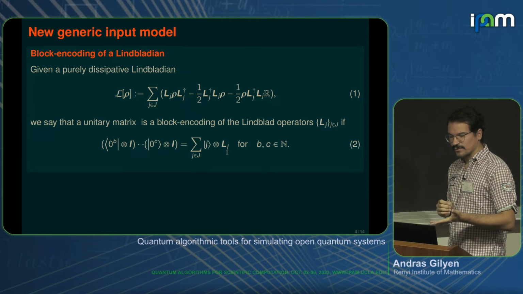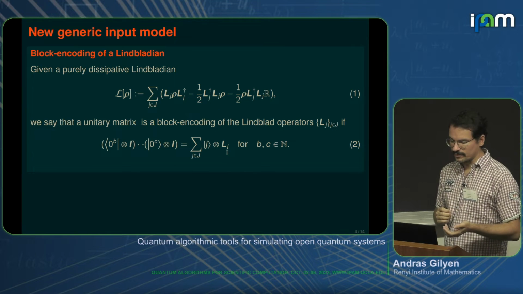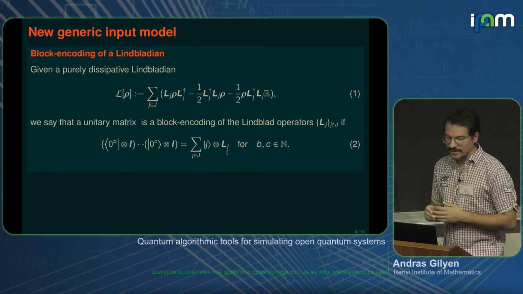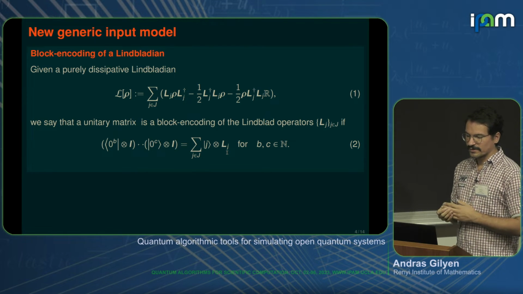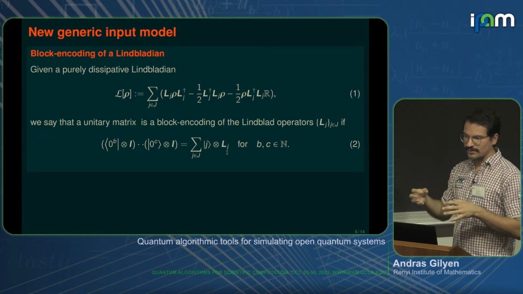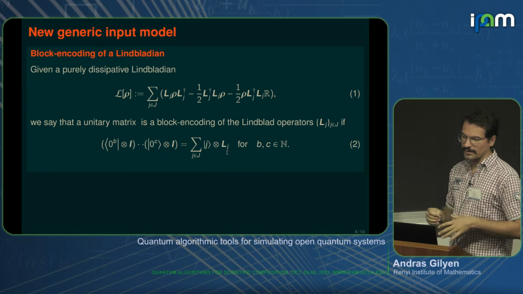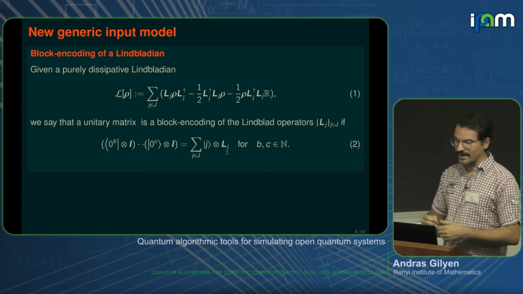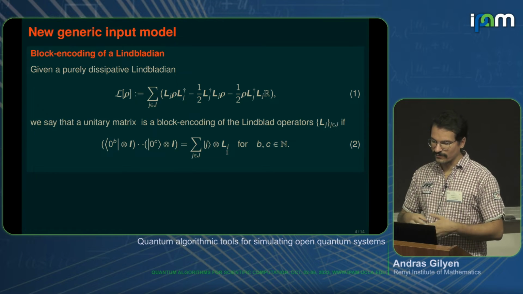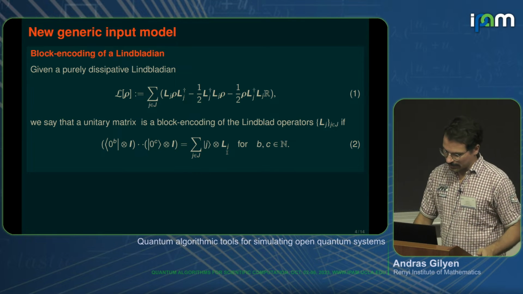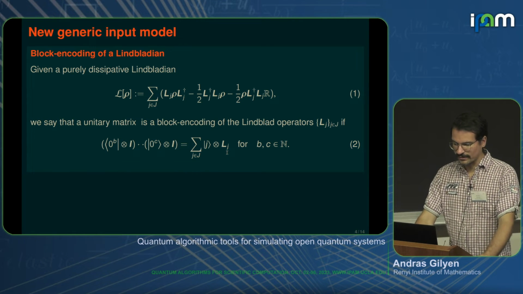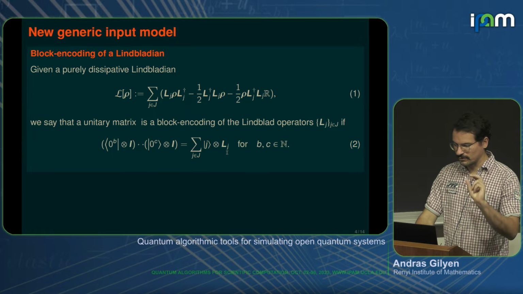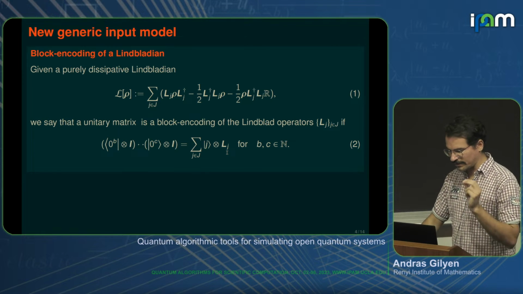This is a more general input model than what previous work assumed. But it turns out that basically all the results that they proved can be converted into this picture. So we don't lose anything by assuming this input model. On the contrary, we gain a lot, and we also gain conceptual simplicity. It often happens with block encodings that everything becomes much more universal and easy to describe.